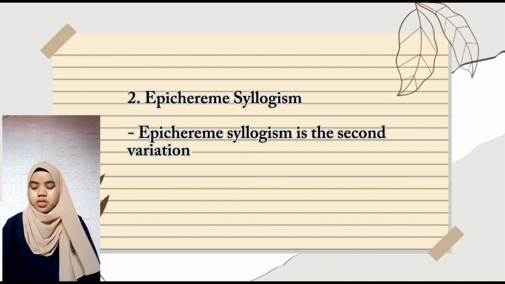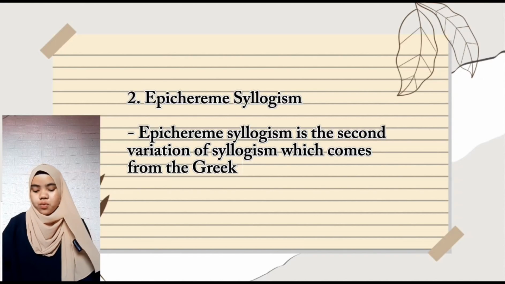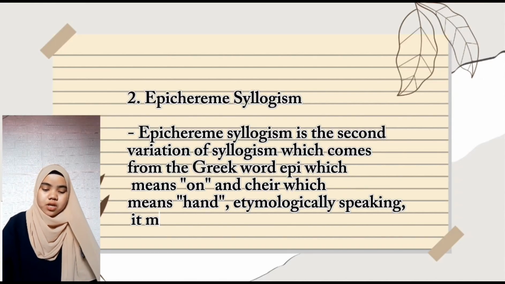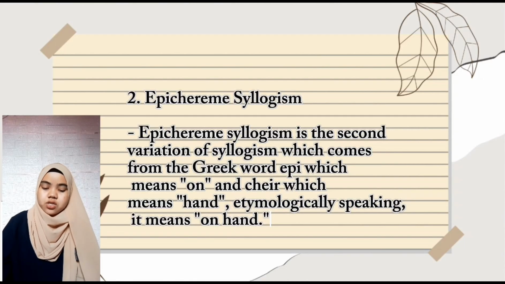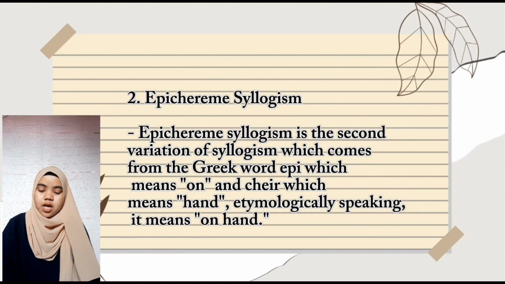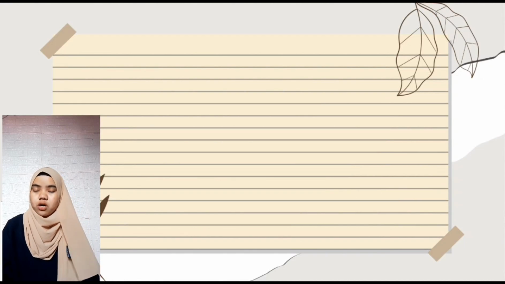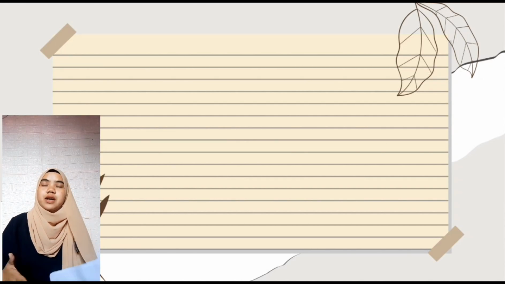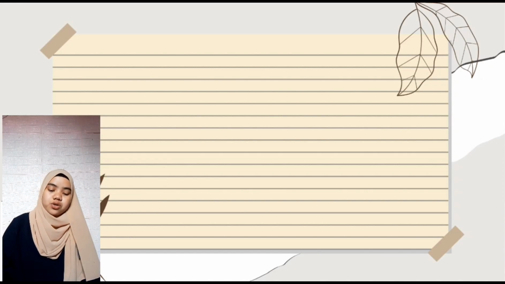Epicheirema syllogism comes from the Greek words epi, which means on, and cheir, which means hand. In it, one or both premises are supported by explanations which are indicated in a proposition. It needs to use connective clauses like since, for, because, para mas lalong maintindihan yung statement, para madagdagan pa ng other information yung statement.